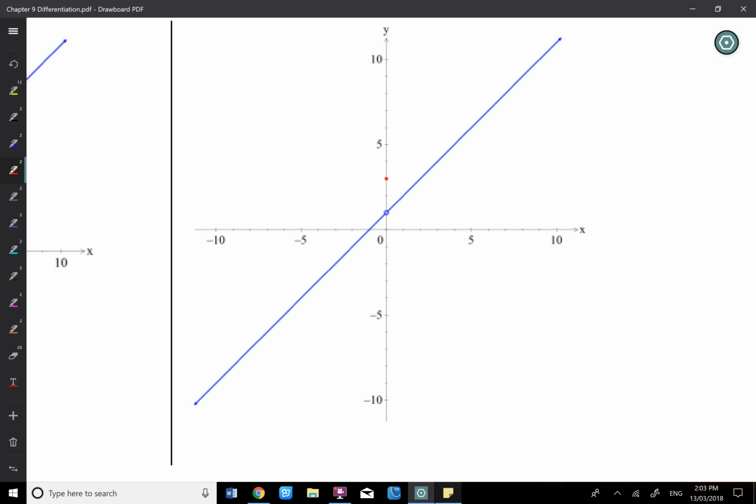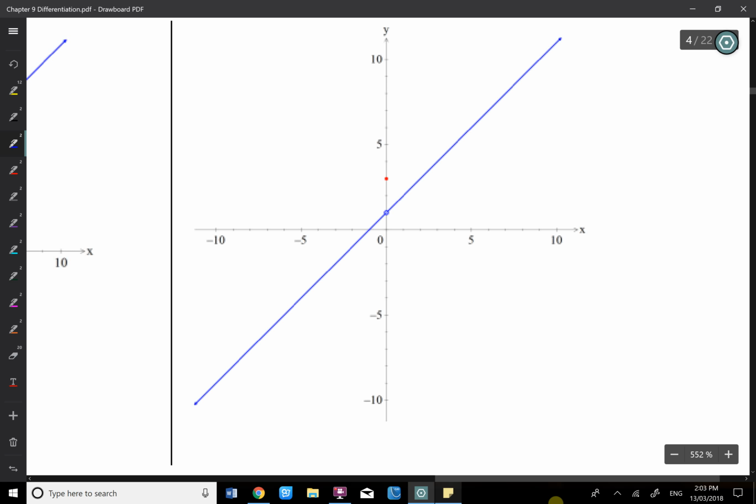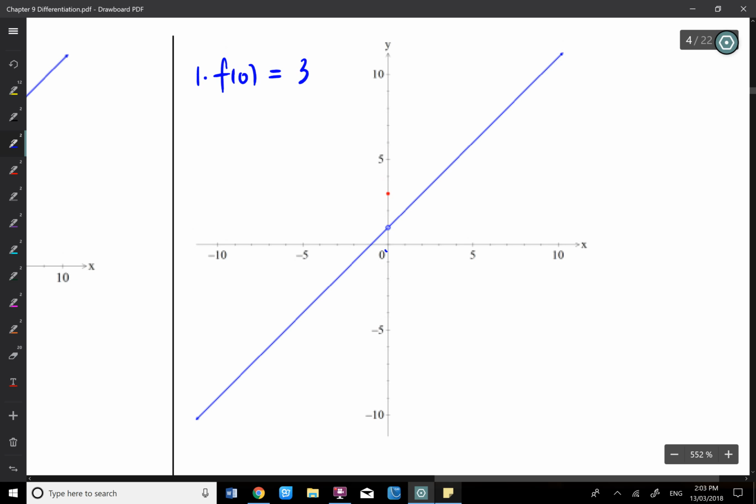Let's go from the first one. Do you think it's defined? Yes. Everyone agrees with that, right? Okay, defined. f(0) equals what? 3. It is the top part there.